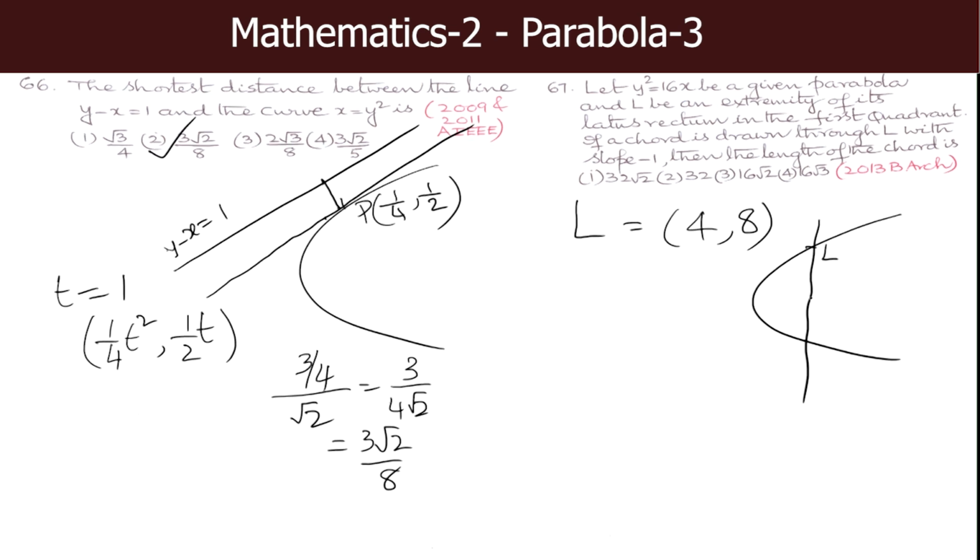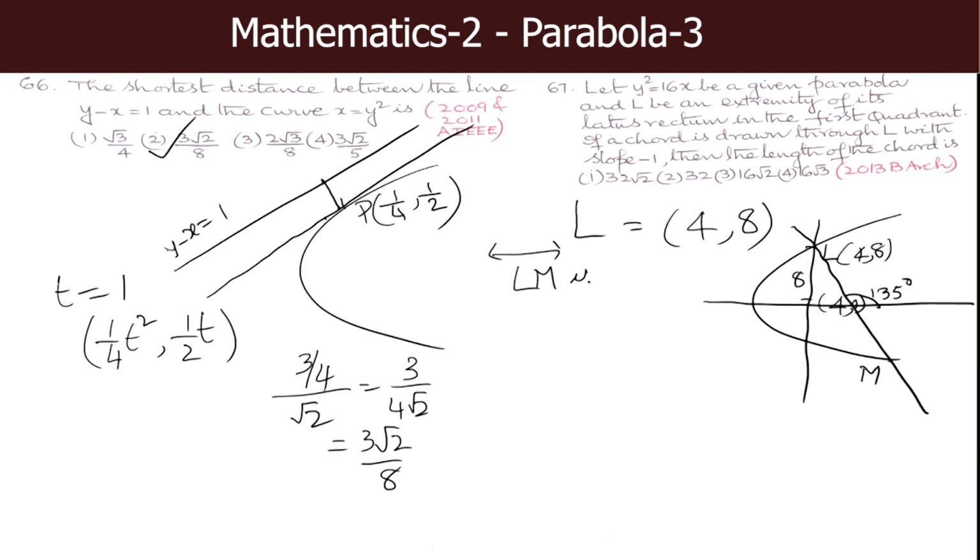This is L, this is (4, 0), this is 8, latus rectum 16, so this is (4, 8). A chord is drawn with the slope -1, so this is 135 degrees. If a chord is drawn through L with slope -1, suppose this meets the parabola again at M. Okay. So, what is the equation of LM? Slope is -1, x plus y equal to 12.